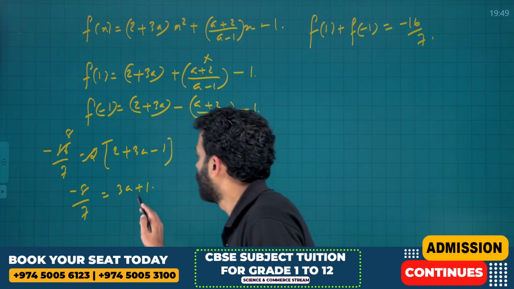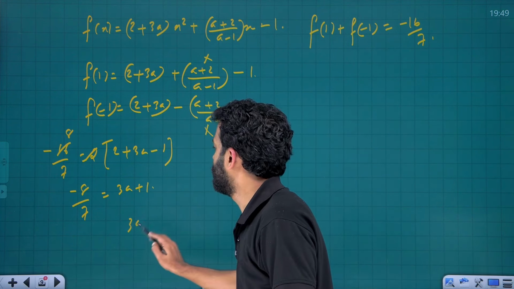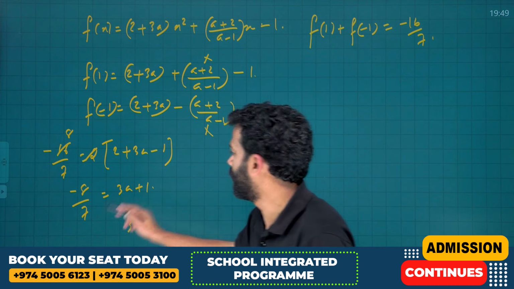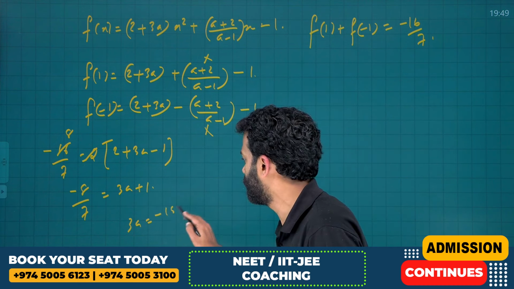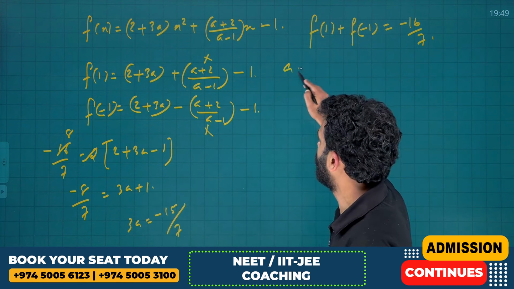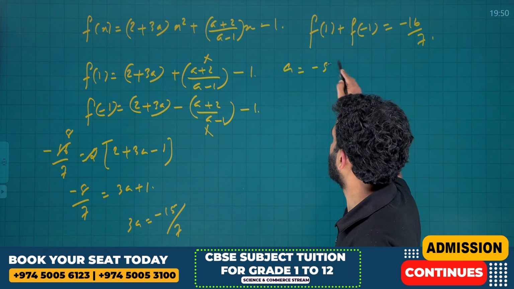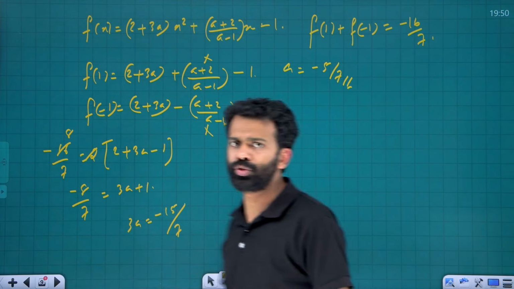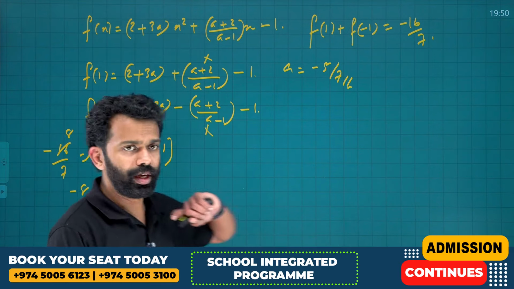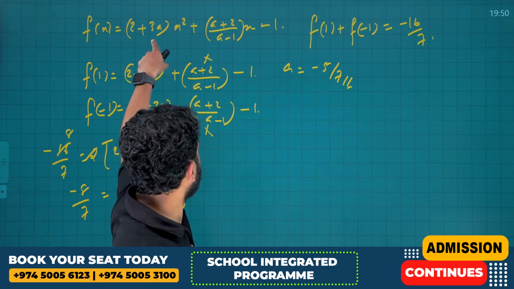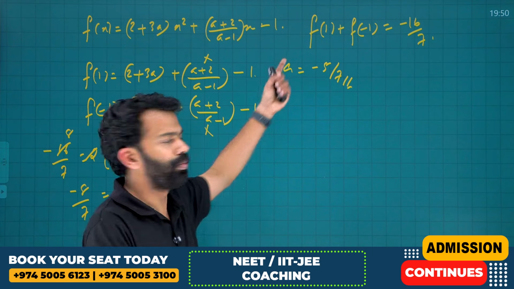Okay, so what is 3a here? 3a is equal to minus 8 by 7 minus 1, that is minus 15 by 7. So, what is the value of a? a is minus 5 by 7. Okay, that's it. You almost got the answer here. a is what? Minus 5 by 7. So, substitute it here, you will get the value of f of x. Then we can formulate what was asked.